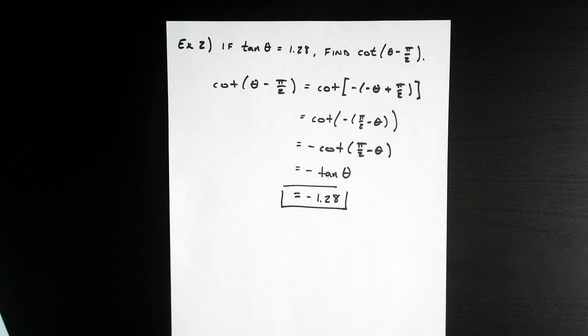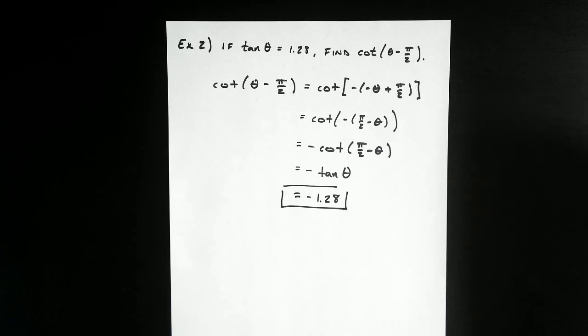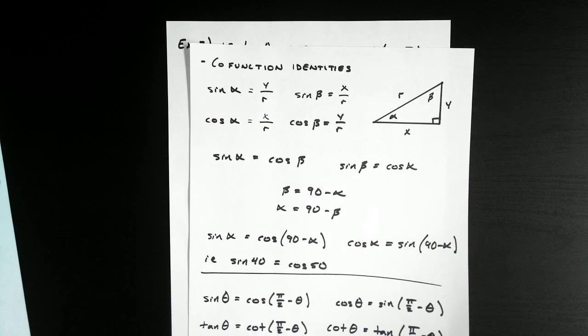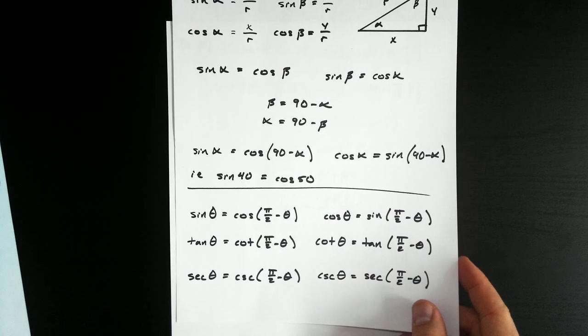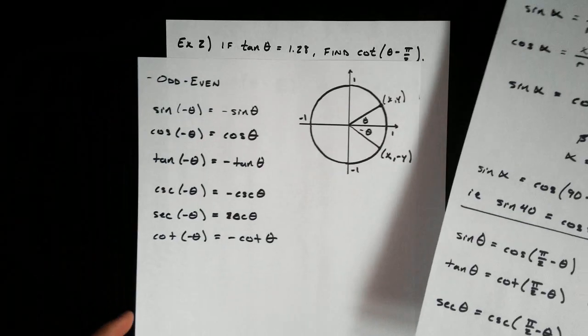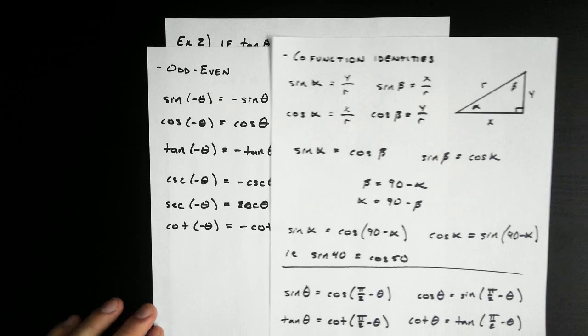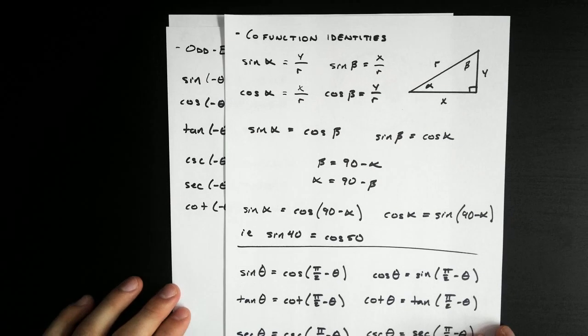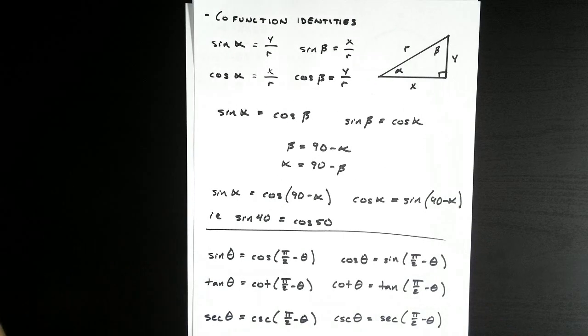So that wraps it up for our basic identities. We have our cofunction ones, and then we have the even and odd ones, and together with the reciprocal and quotient ones that we talked about earlier, that covers all of the basic identities for trig.